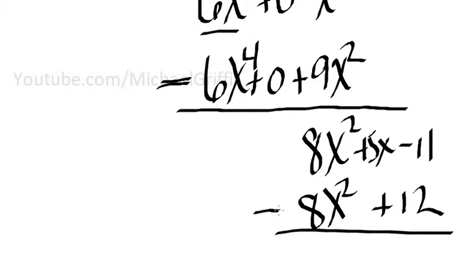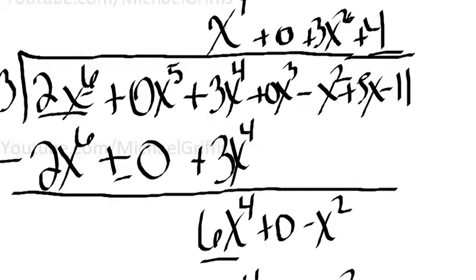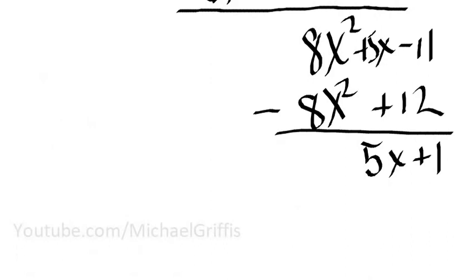And what do we got here? We're going to be bringing down this 5x, it looks to me like. 5x plus 1? Well, that shouldn't be the remainder. Let's see. x to the fourth plus 3x squared plus 4. Huh. I don't know. Let's check our work here on this.